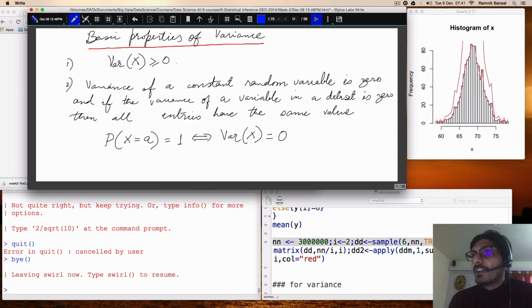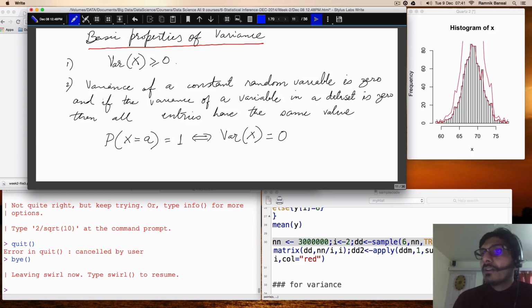Okay, let's move ahead. Now the basic properties of variance. One is that the variance of x will always be greater than or equal to 0. Why? Because it's a square. Then the variance of a constant random variable is 0. If you have one constant random variable, the variance is 0, because there is nothing else to compare it with. There's only one. Only when there is more than one can you say there is a variance.